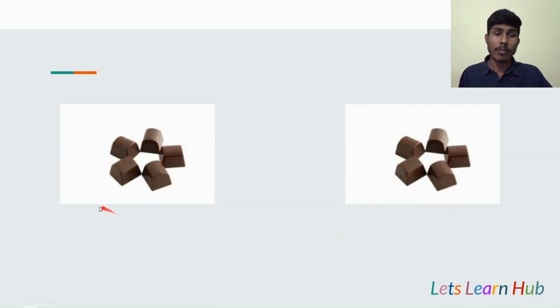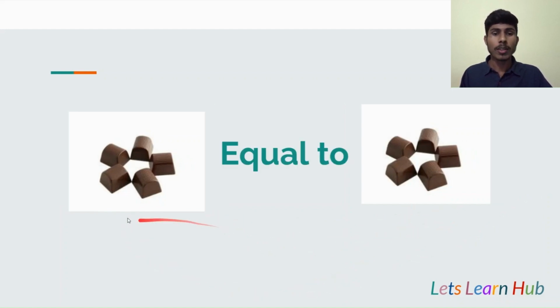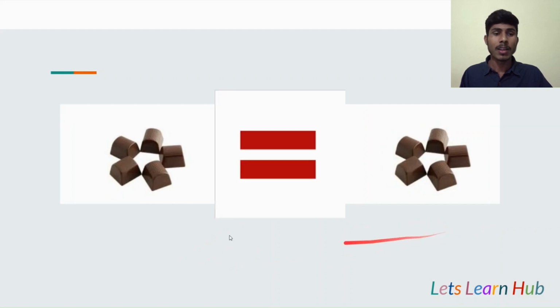And suppose we have 5 chocolates on left side and 5 chocolates on the right side, that means both are same, right? That means both are equal. 5 chocolates equal to 5 chocolates, and we represent same mathematically as 5 chocolates equal to 5 chocolates. This is what equal to means.